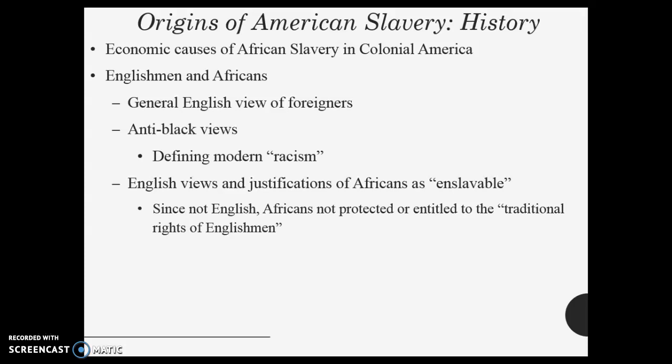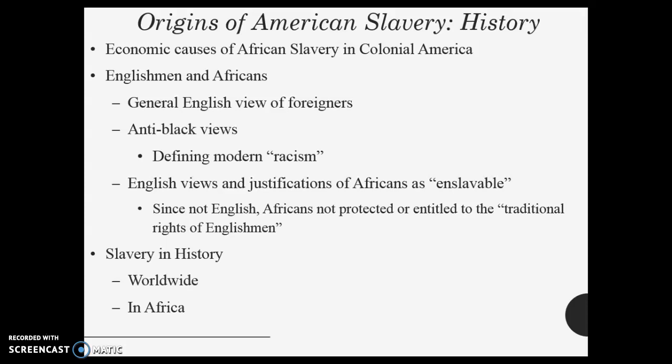Why move to Africans then? Well, the way the English saw it, we had a lot of people fighting for their rights throughout England and the colonies, saying we're English, we're entitled to some inalienable rights, which is where we get the idea. So they looked at the African continent and said they're not European, they're especially not English, so they do not deserve the traditional rights of Englishmen. They're not protected. So from a legal standpoint, they argued you could use them as slaves.